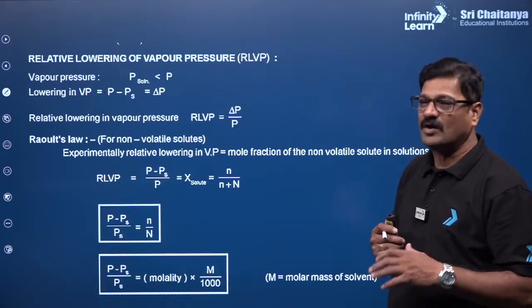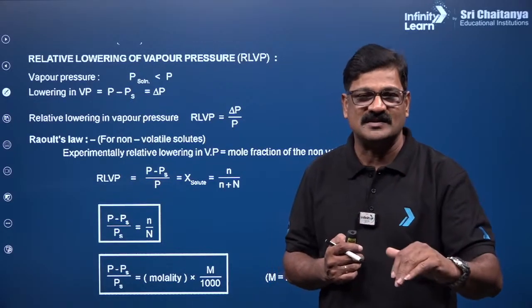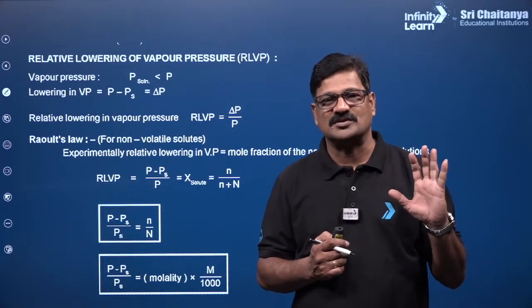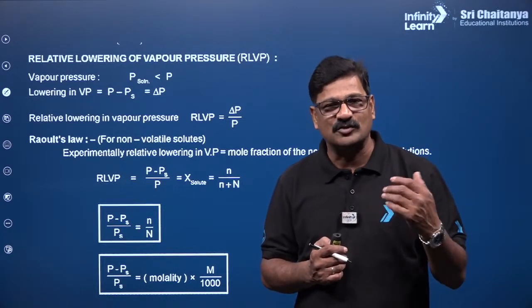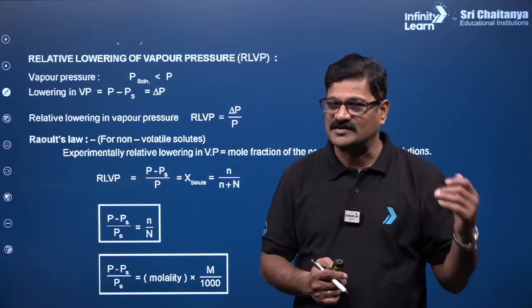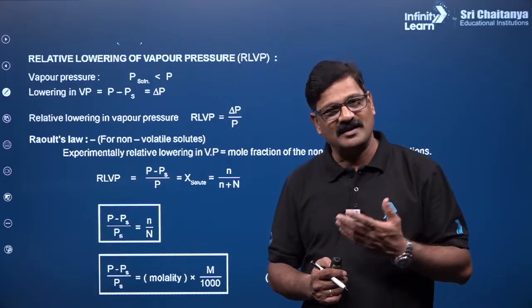Okay, so colligative properties are those properties which depend on exactly the number of moles present in the solution but not the chemical nature. They are called colligative properties. Relative lowering of vapor pressure is equal to mole fraction: (P0 - Ps)/P0 is equal to mole fraction, and from there you can calculate the molecular mass also.